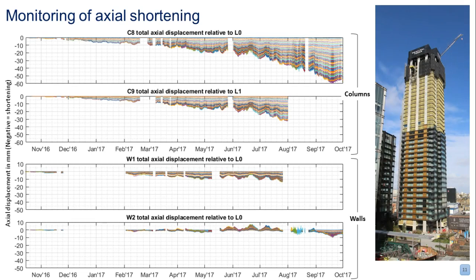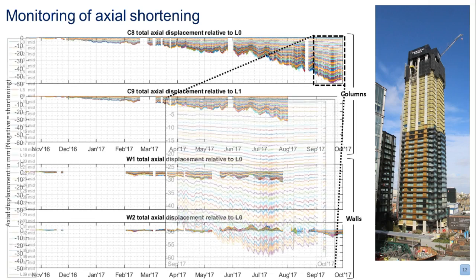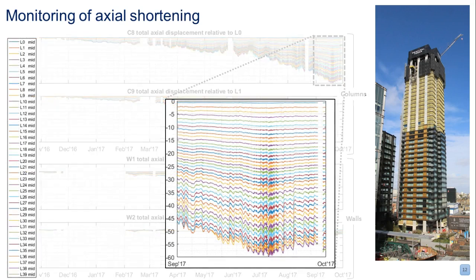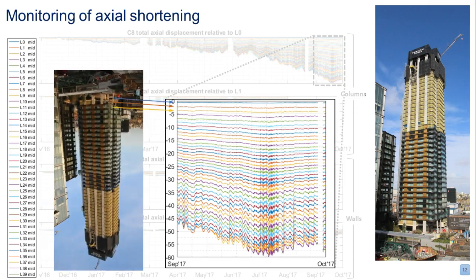And to show you what these graphs represent, this is all the data compressed into 4 graphs. So just to show you what this data represents here, if I take that little section of data, 1 month of data, from one of the columns, if I take the building and flip it upside down, each of these lines is representing the axial shortening of the midpoint of a particular level relative to the ground floor. So it's cumulative axial shortening.